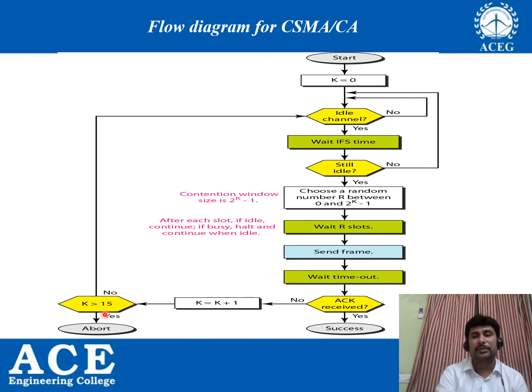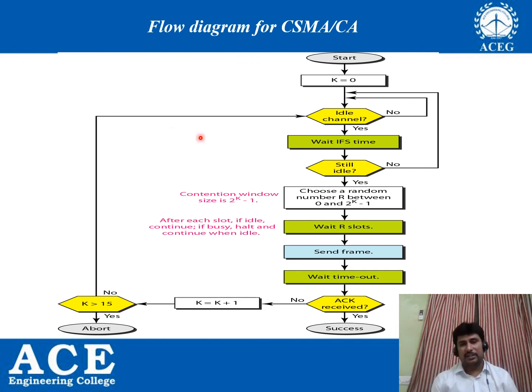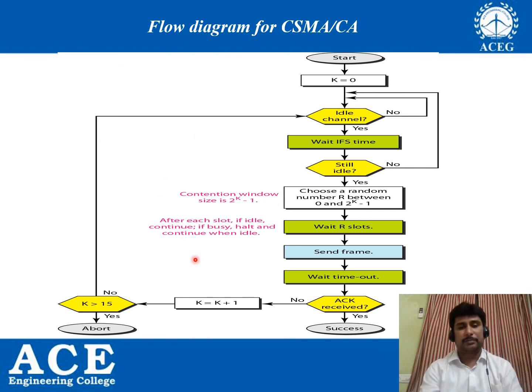So if it is less than 15, go back and sense the channel. If the channel is found idle, wait for the interframe space. After that also if it is idle, select one of the random slots and then send the frame. After sending the frame, if you receive an acknowledgement, the transmission is successful. If no acknowledgement is received, go for one more attempt till it reaches 15. And once the attempt number reaches 15, you have to abort the transmission.